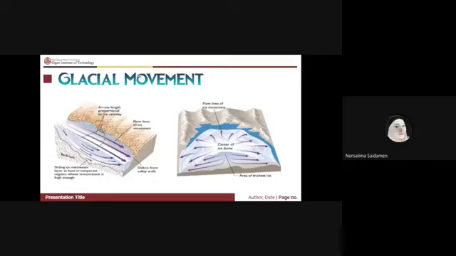So let us see first the difference between the glacial movement of the valley glaciers and the continental glaciers. In the first picture, it has one way of moving. The second picture is the example of continental glaciers. So it has a different way of moving or flowing.